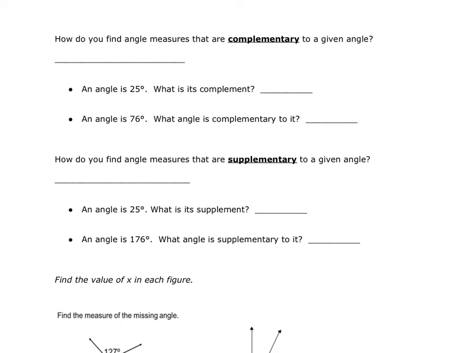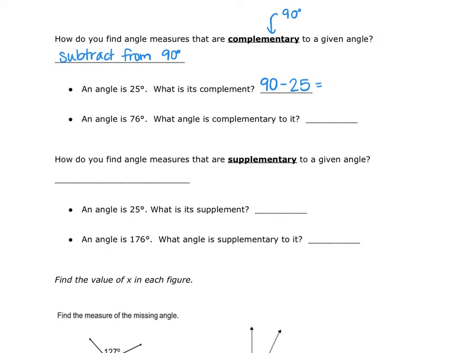So to find the angle measure for a complementary angle, if you're given the value, whatever that value is, remember complementary angles add up to 90 degrees. So you would subtract the given value from 90 degrees. So an angle's 25 degrees. What is its complement? So 90 minus 25 equals what?